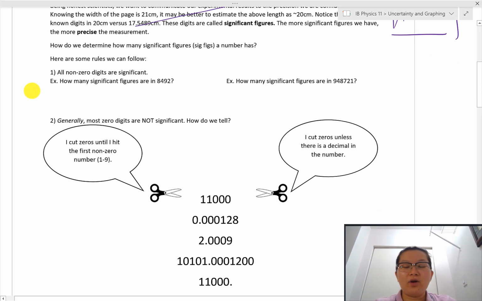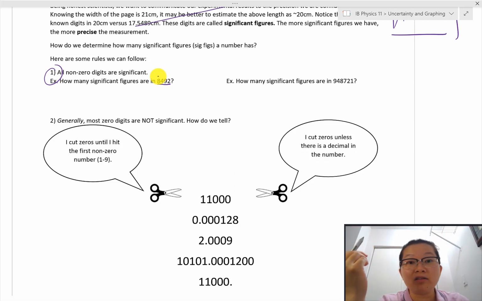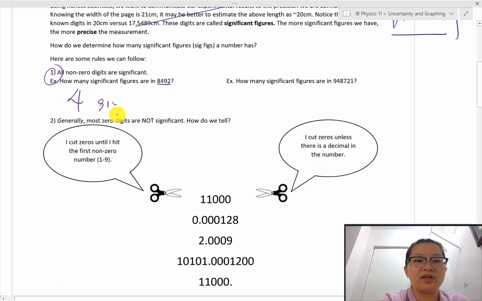Okay, so what are the rules? How to count the number of significant figures in your number. First of all, if you have a non-zero number, that is for sure significant. So in example 1, how many significant figures are in 8,492? All of them are non-zero. They're all numbers between 1 and 9. They are all significant. So there are 4 sig figs here.